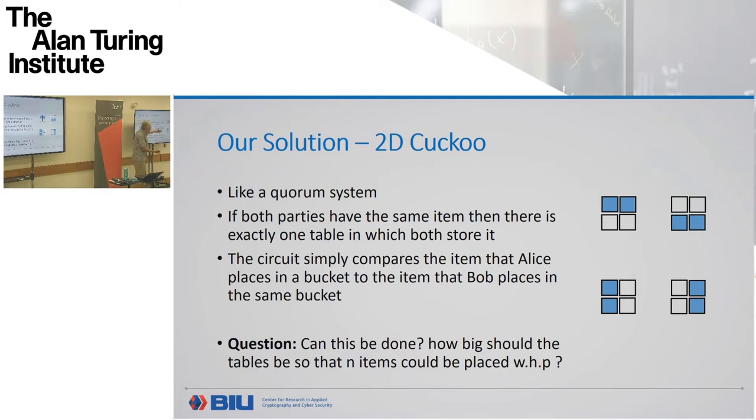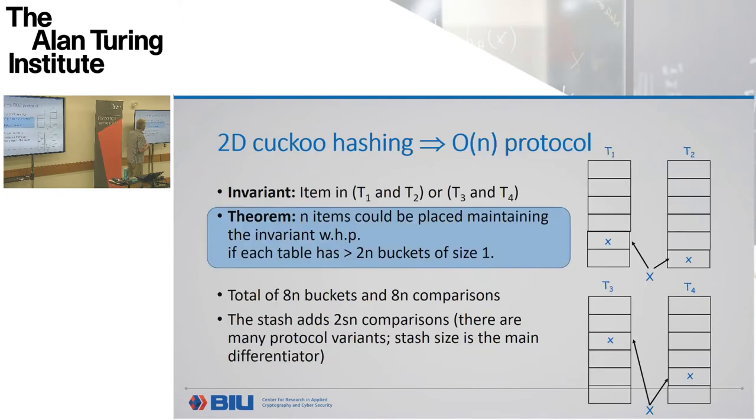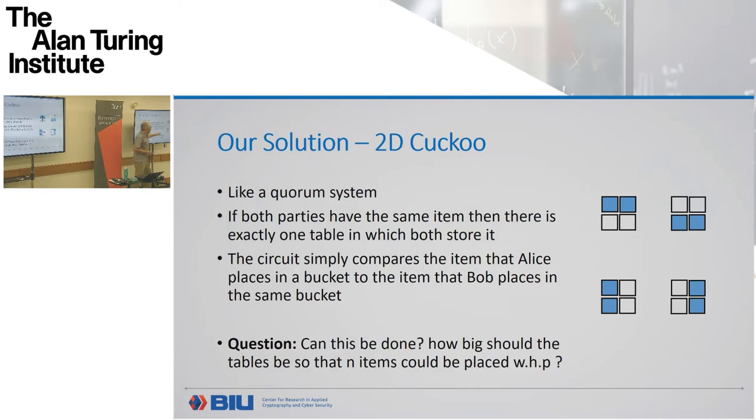And if we make the tables larger and larger, before each table was of size n, if we start making them larger and larger, this would be possible, but how big should we make these tables? So the new result is that if we make each table of size 2n, then this is possible with high probability. So going back, we have four tables each. Before we had eight tables of size n. Now we have four tables of size 2n, each of them, okay? So the overall size is about the same.